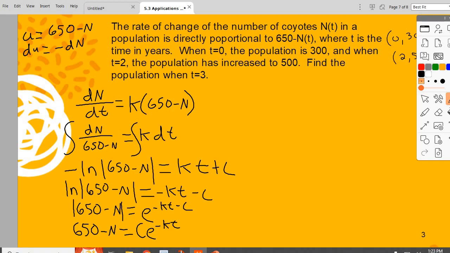The difference from what we did before is that before this would have just been N equals that stuff. This time we have to do a little bit more solving. We need to subtract 650 and then divide by a negative.